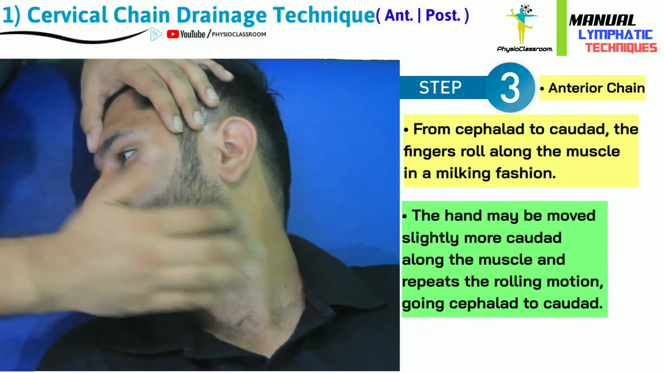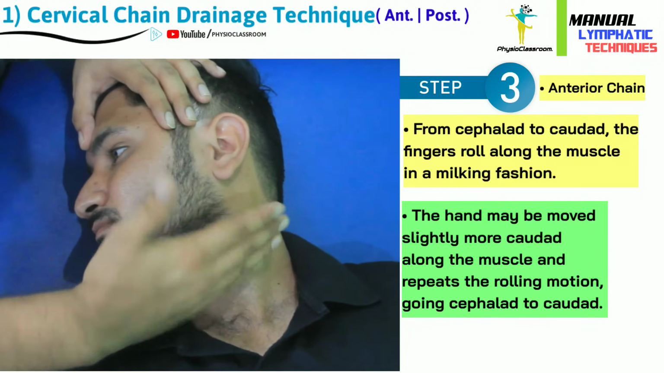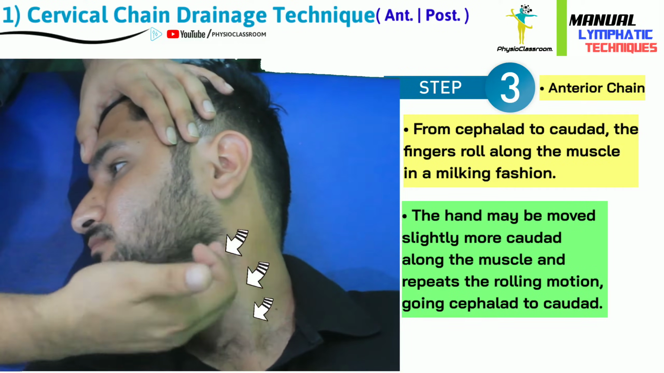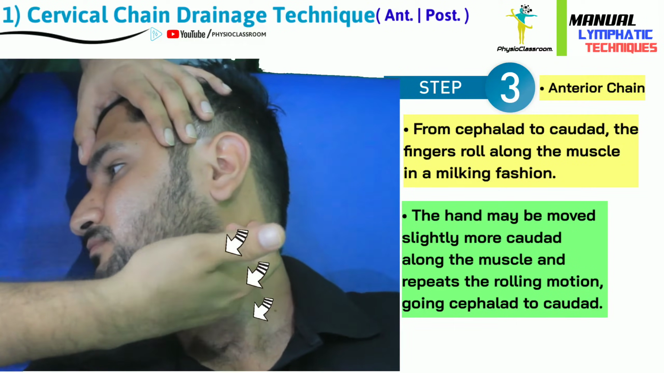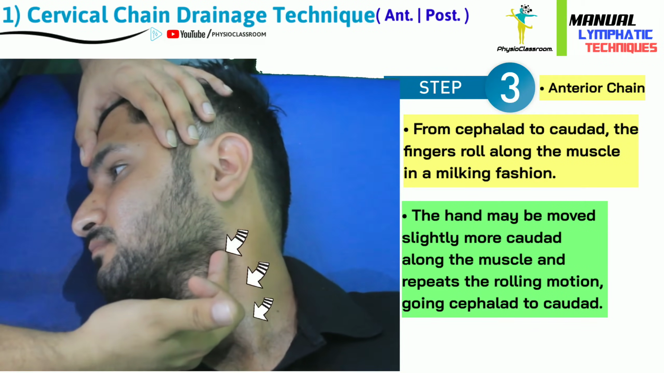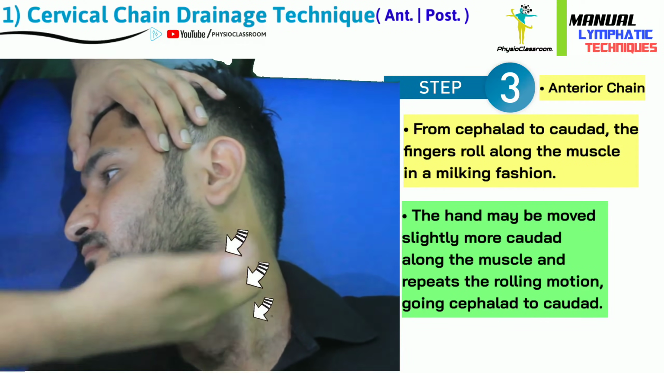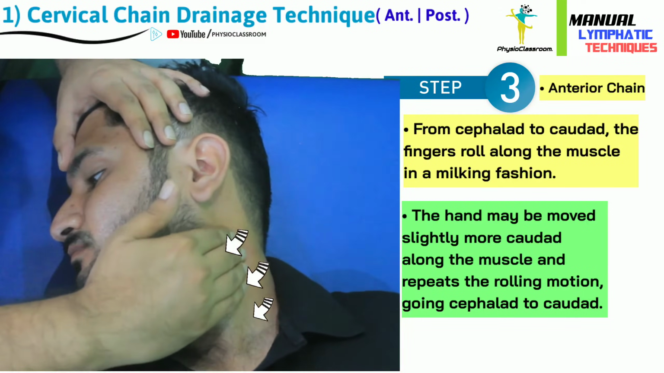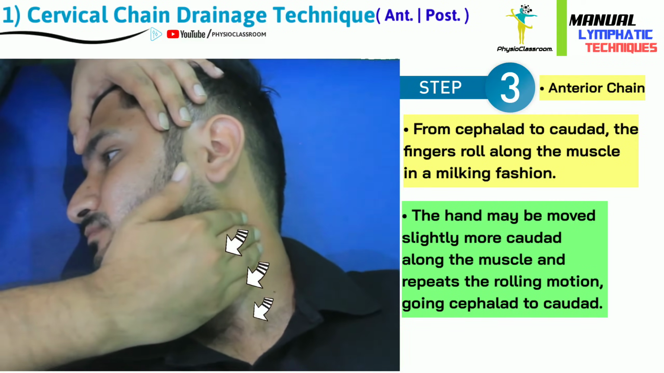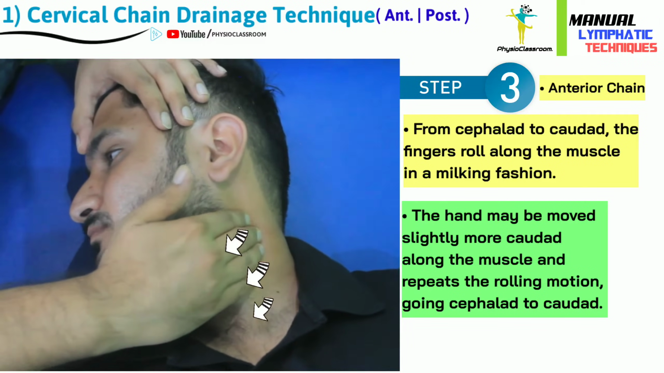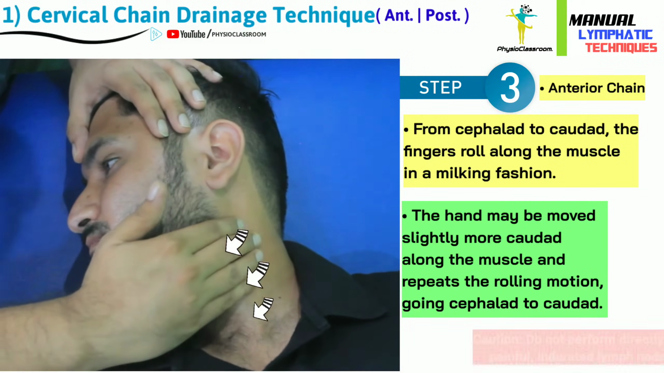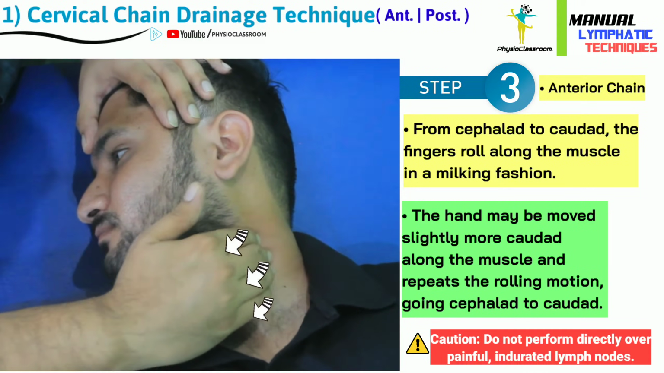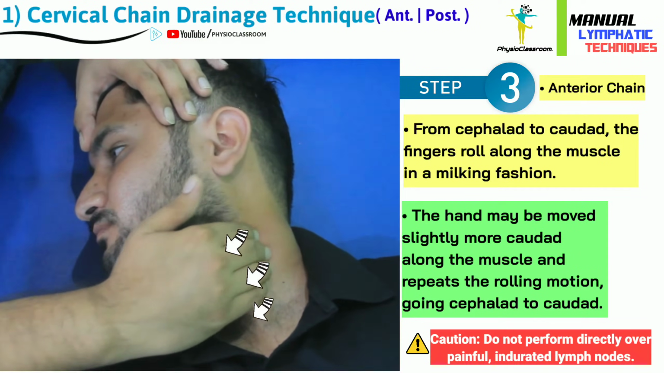From here, the therapist starts rolling the finger pads over the sternocleidomastoid muscle in a milking fashion from the posterior superior lateral direction to the anterior inferior medial direction, that is from the cephalad to caudal direction. Gradually with this motion, the therapist needs to cover the whole length of the sternocleidomastoid muscle. So gradually we shift the fingers down and again perform this milking motion over the sternal portion of the sternocleidomastoid muscle.